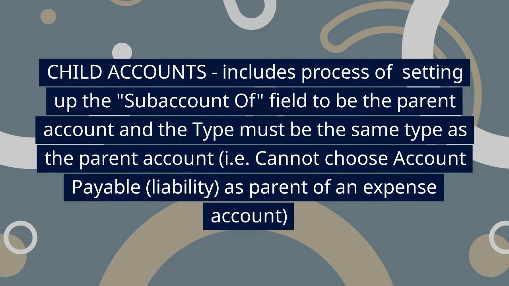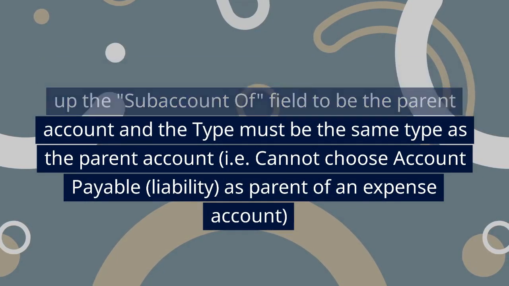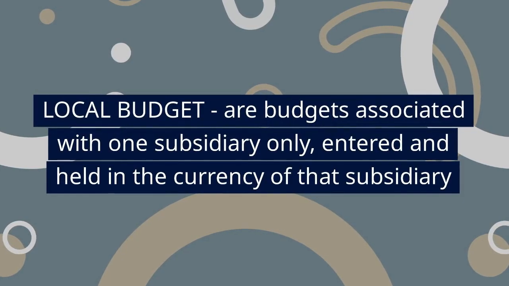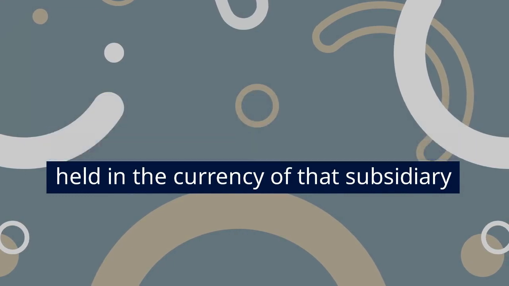Child accounts includes process of setting up the sub-account of field to be the parent account, and the type must be the same type as the parent account, i.e. cannot choose accounts payable, liability, as parent of an expense account. Local budget, a budget associated with one subsidiary only, entered and held in the currency of that subsidiary.